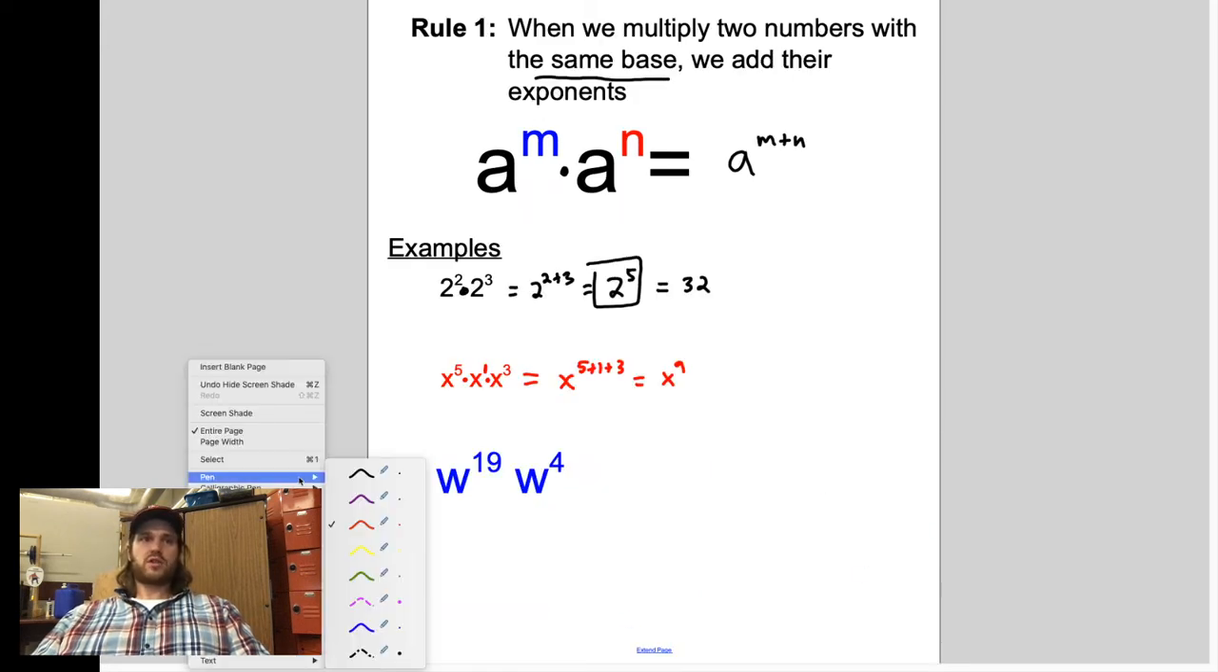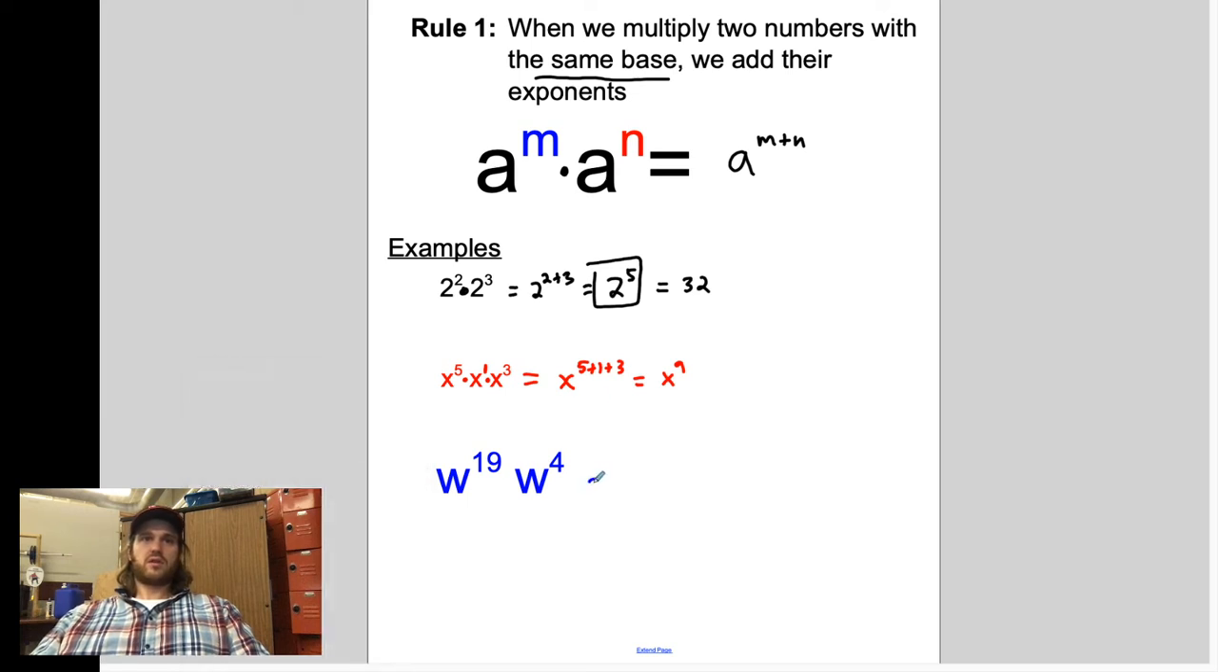You try this one by yourself. Check your answer in 3 seconds. Okay, to show your work, you're going to do w to the, these two numbers have the same base, add their powers. 19 plus 4 is equal to w to the 23. That's rule number 1. Awesome. Remember that. Don't forget it.